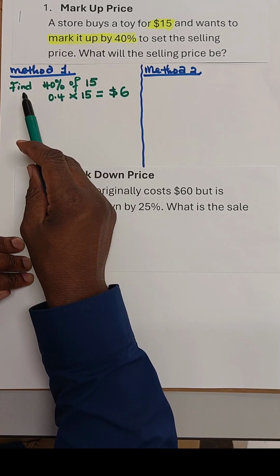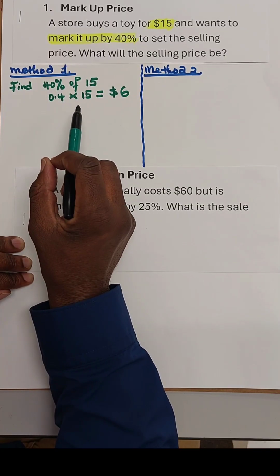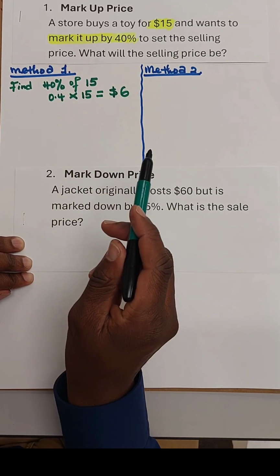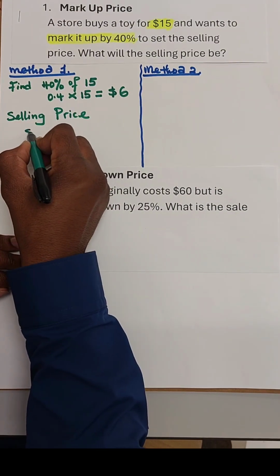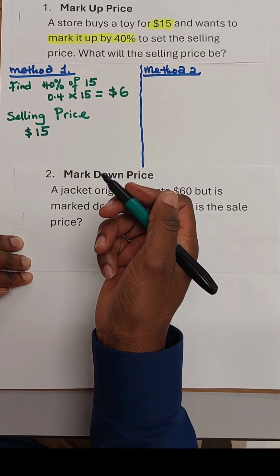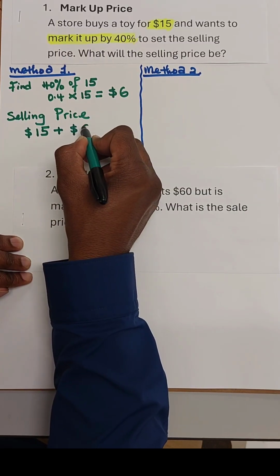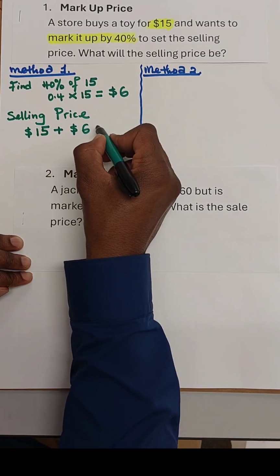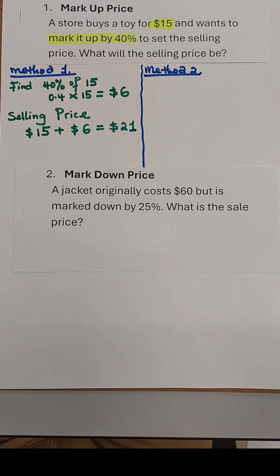For the first method, 40% of $15 gives you the amount of money that will be added on the cost price. It was bought for $15. So the selling price will be the $15, which was the cost of buying the toys, plus the $6, which is the markup amount. So the selling price will be $21.